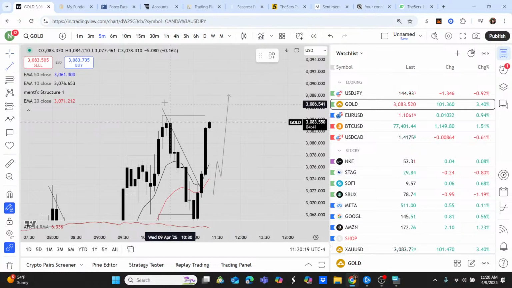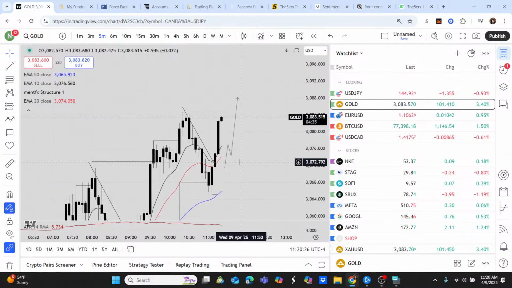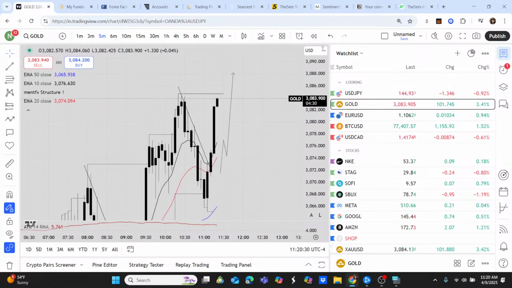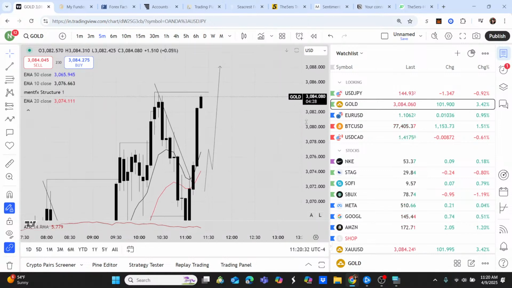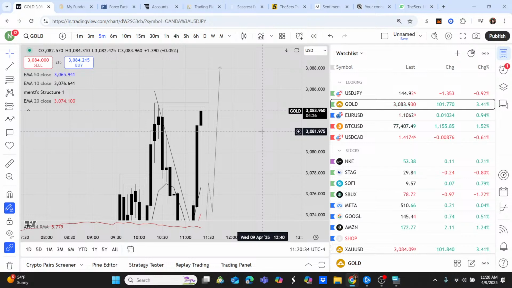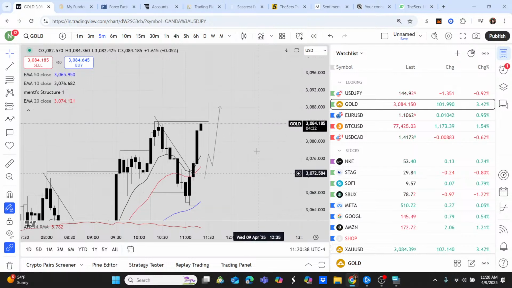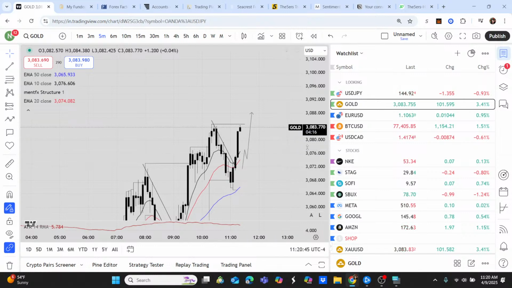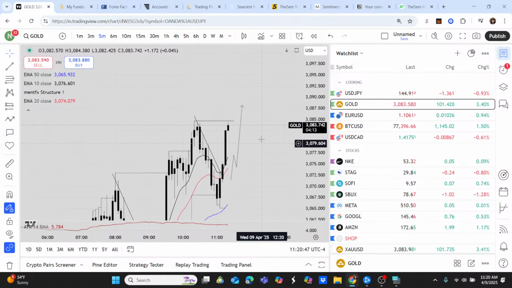If y'all can see this high right here, it looks like it's going to take it out. Let's watch it. I don't really assume it's going to. It's likely it's going to take out the high, but it's still possible it could create a setup just before the high.